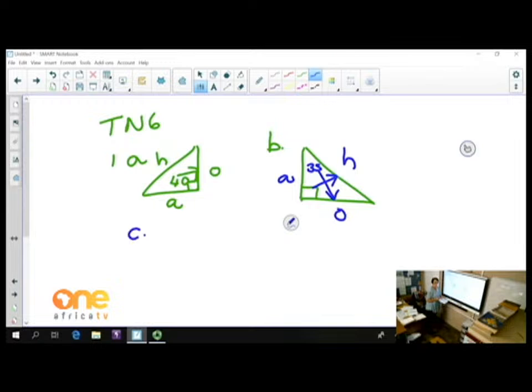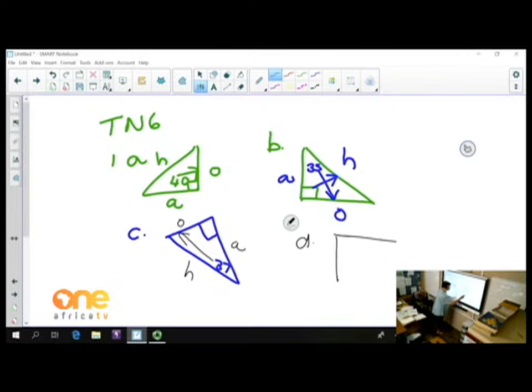Number C. Now first try this one on your own before you listen further to my recording. That one is 90 degrees. This one is marked 37. So which one is opposite the marked angle? That angle there. This one is the hypotenuse. This one is adjacent, next to the angle. And then number D. So we have that little triangle there. That angle is 42. This one is 90 degrees. So this will be the hypotenuse. This one is the opposite one. And that one is adjacent.